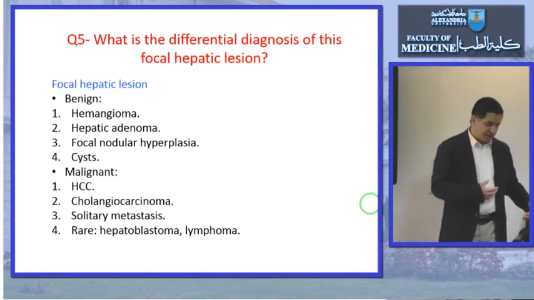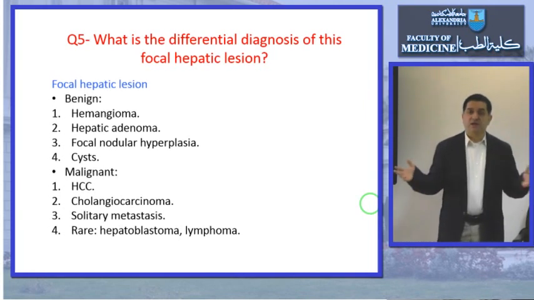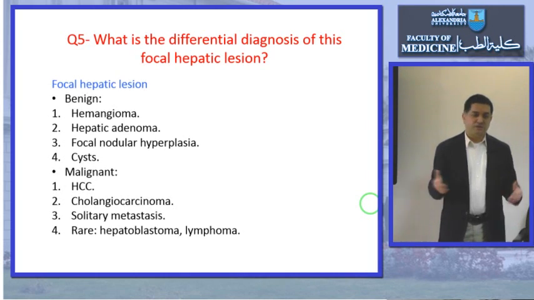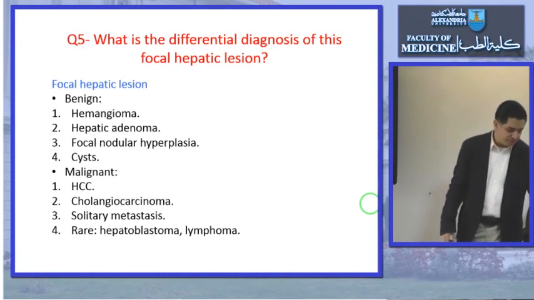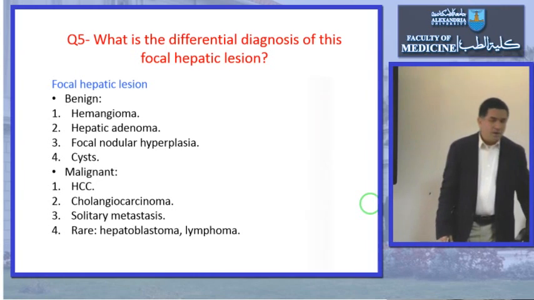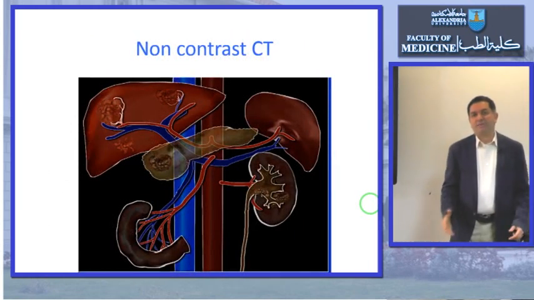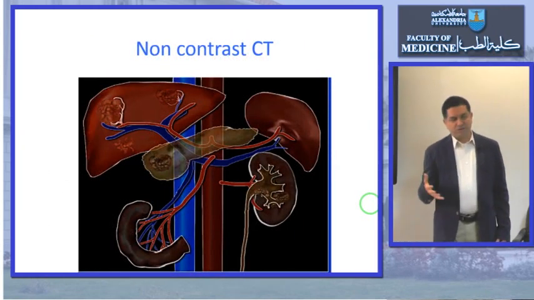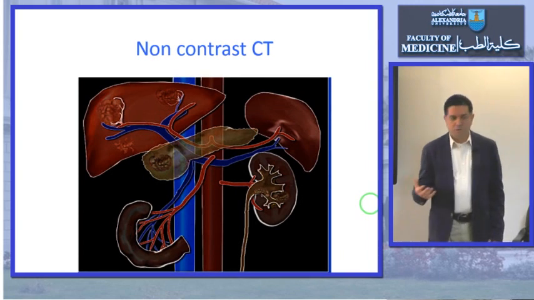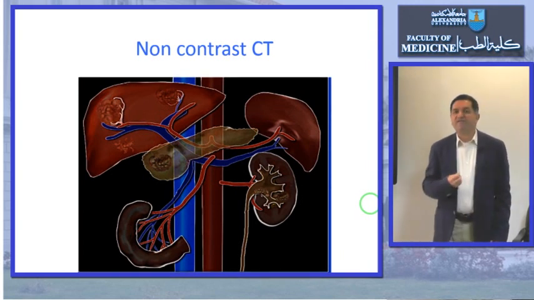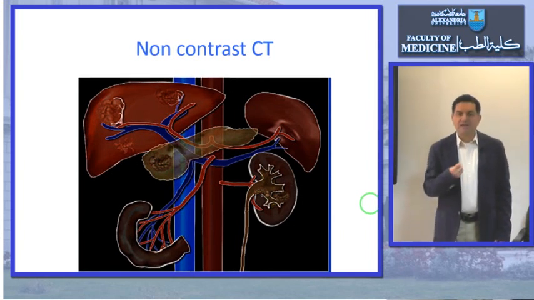So this is a differential diagnosis, and as I said, in this patient, hepatocellular carcinoma should be considered till proved otherwise. Then, to diagnose hepatocellular carcinoma, to prove this diagnosis, what do we have to do? We have to do triphasic spiral CT liver, which is the main diagnostic tool for hepatocellular carcinoma.